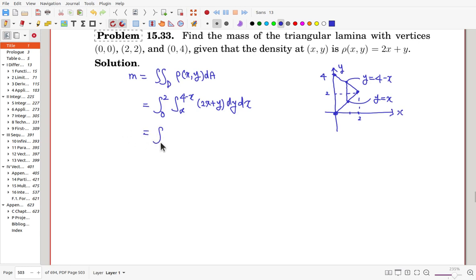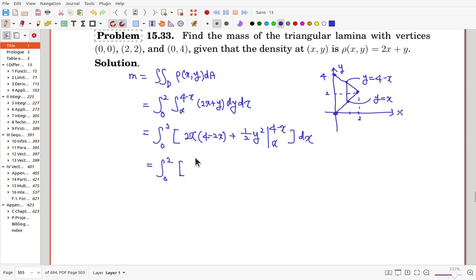Here, from 0 to 2, 2x is independent of y. So therefore, for the first term we have 2x, and the length is 4 minus 2x. For the second term, its antiderivative is half y squared, evaluated from x to 4 minus x. After getting this, we can do the x integration from 0 to 2.